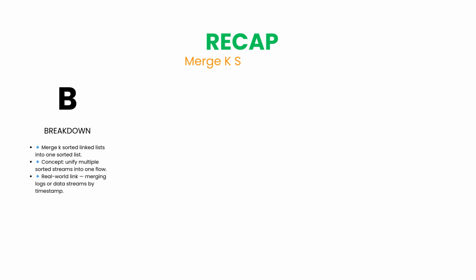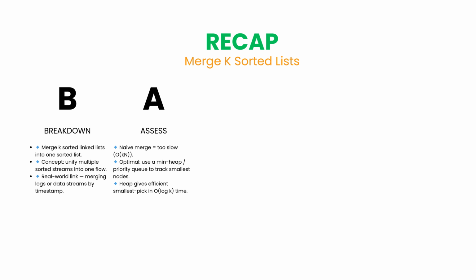Breakdown recap. We're given an array of k sorted linked lists and need to merge them all into one fully sorted linked list. Conceptually, it's about combining multiple sorted sequences into a single unified list. Assess recap. A naive approach would merge the lists one by one using two-list logic, but that's slow. The optimal approach leverages a min-heap, a priority queue, to always select the smallest node across all lists. This reduces the complexity significantly and makes it efficient even for many lists.